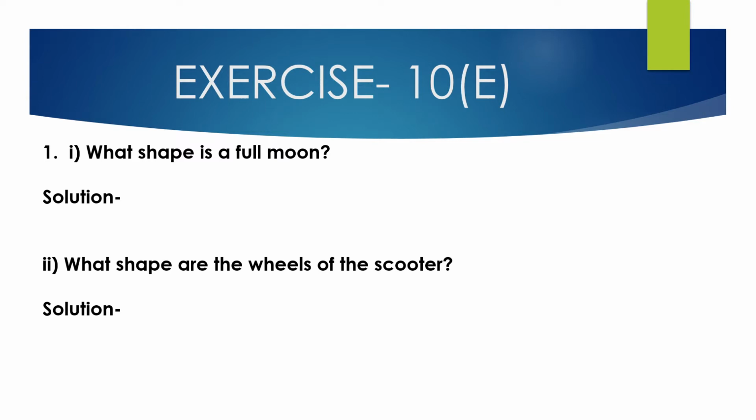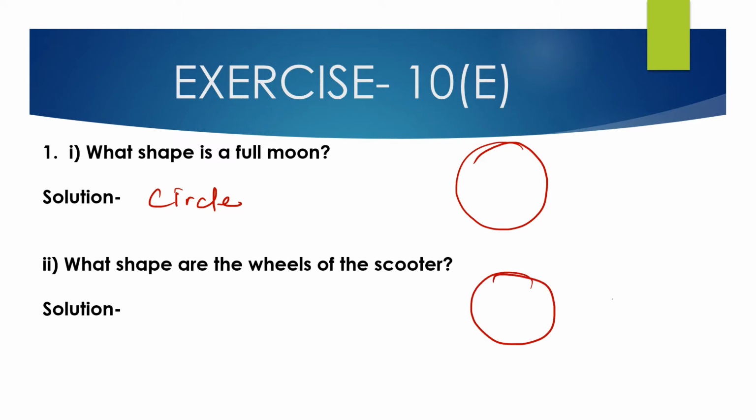Now we will solve question number 1. First bit: what shape is a full moon? The shape of a full moon is a circle. Second bit: what shape are the wheels of a scooter? The wheels of a scooter are also circle shaped. So the full moon is circle shaped and the wheels of the scooter are also circle shaped.